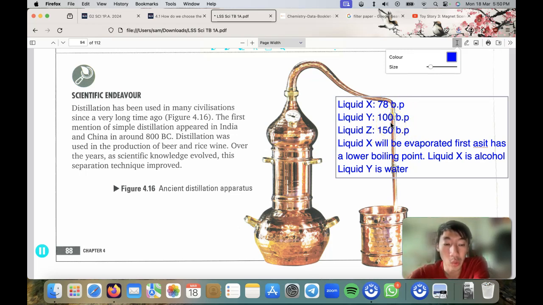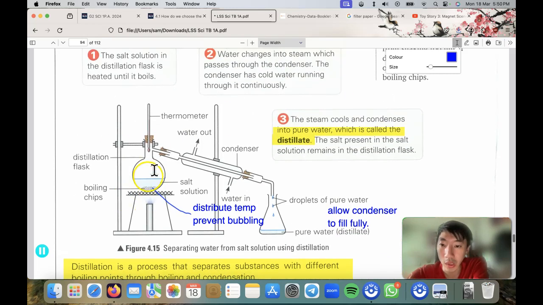The first liquid to boil will be liquid X because it has the lowest boiling point. So liquid X will boil first, and then as we see, it will turn into a vapor. It will go up through the condenser, cool down, turn into a distillate, and then you can collect liquid X, right, which is alcohol. You then just simply get a new flask, a second flask, and you put it underneath.